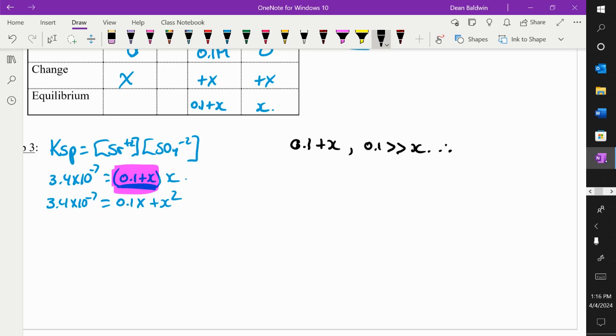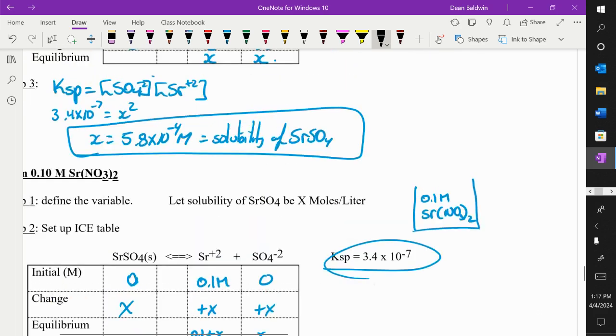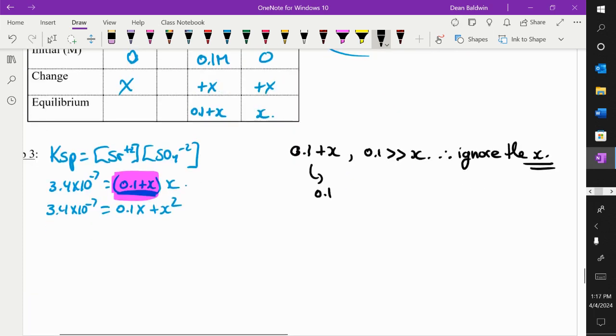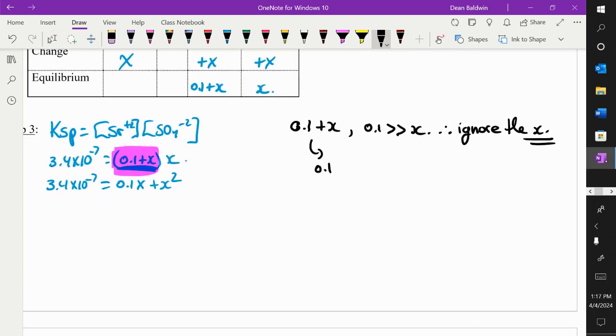Therefore, ignore the x value. Okay? You can ignore the x value. And the reason you can do it is if you think about it, 0.1 plus the x. The maximum the x can be is this 5.4 times 10 to the minus 4. So if I actually write that out, it's like this, 0.00054. If you add those together, you're going to get 0.10054.